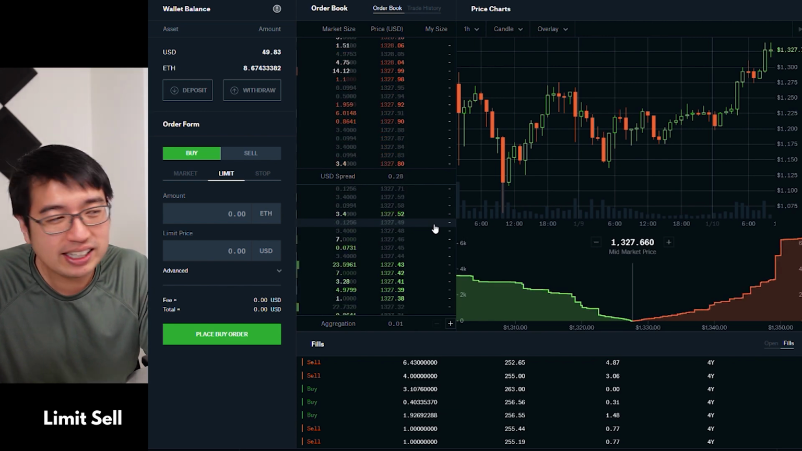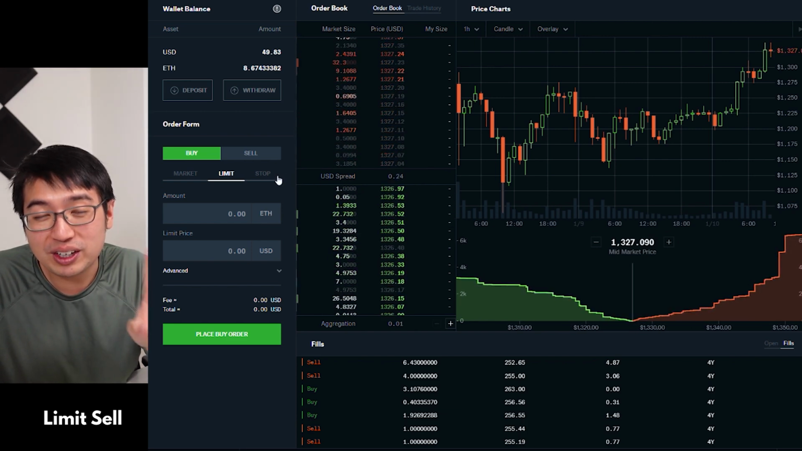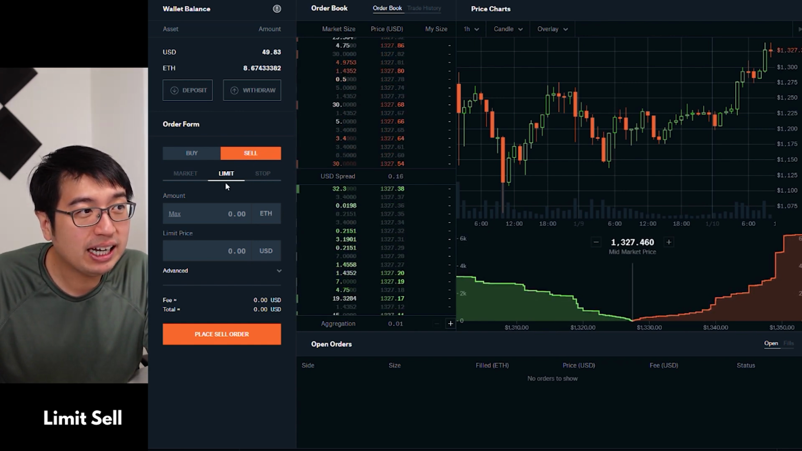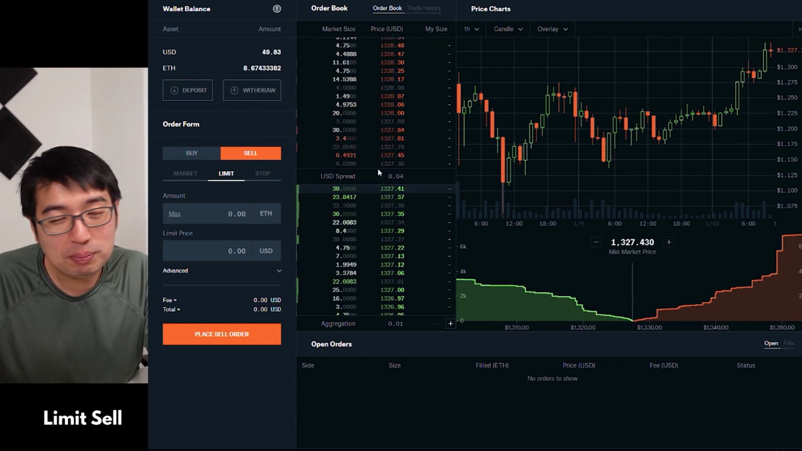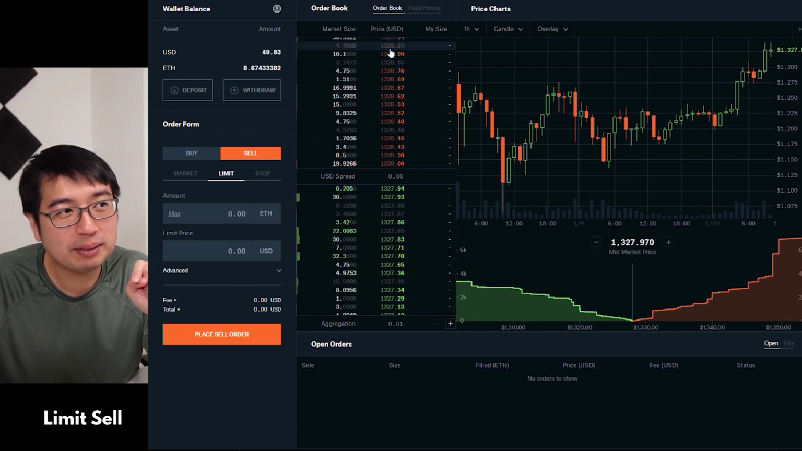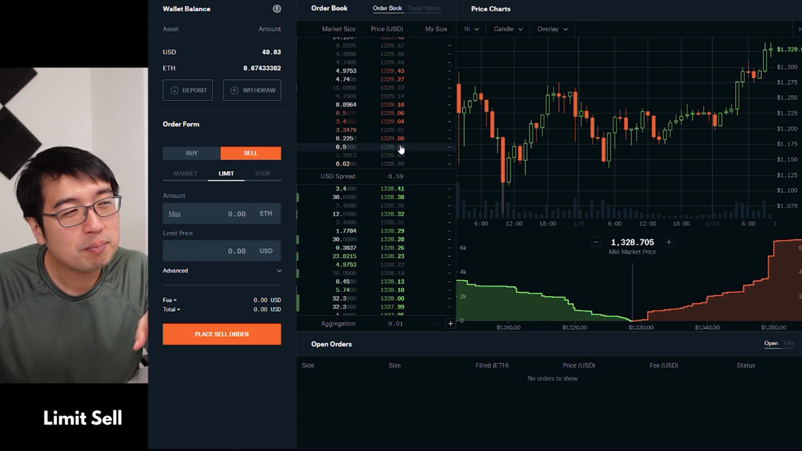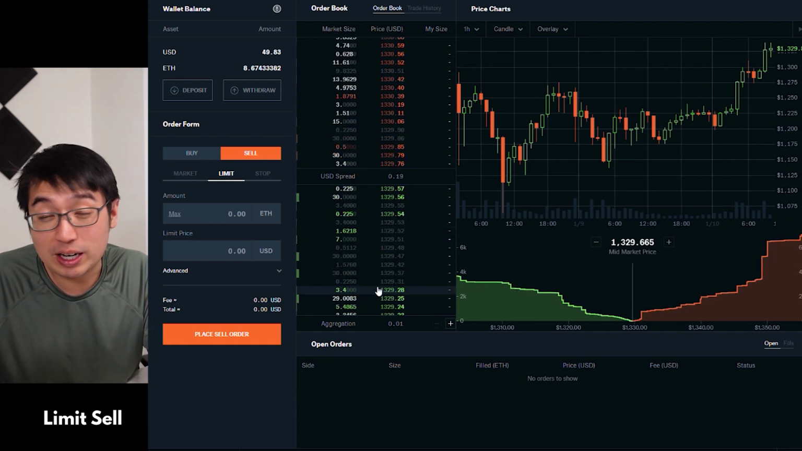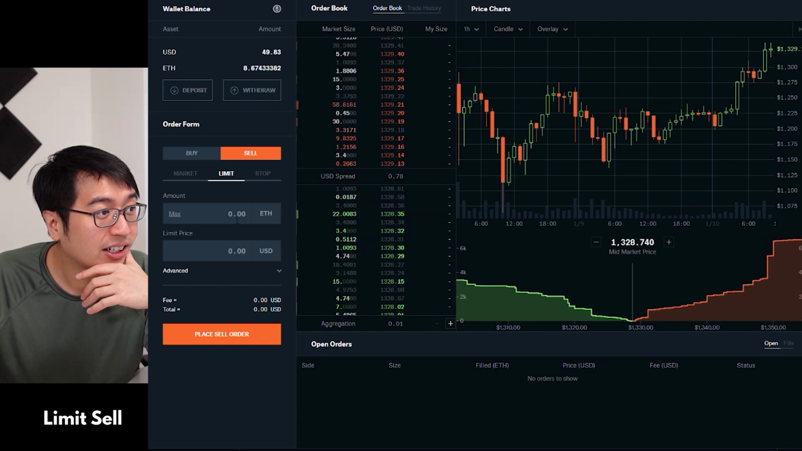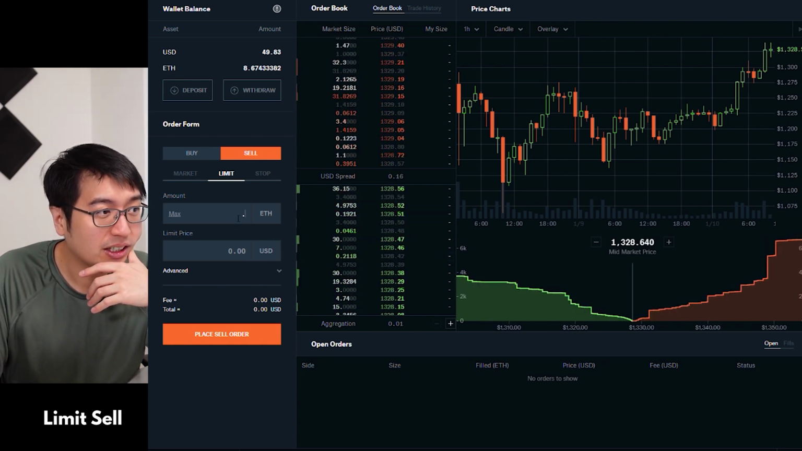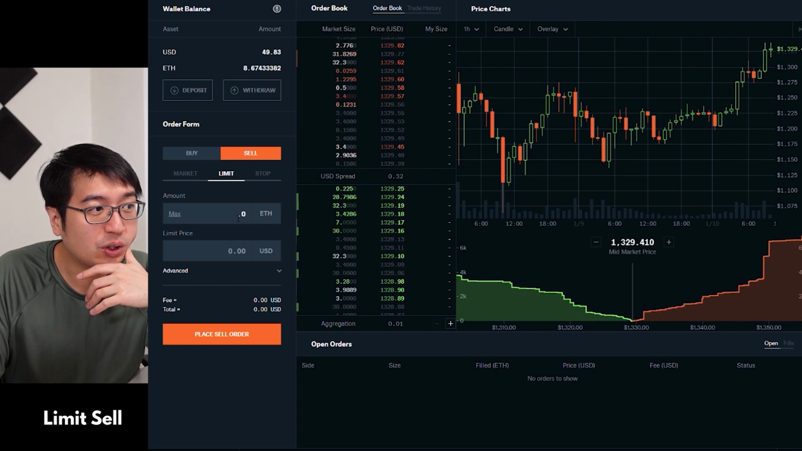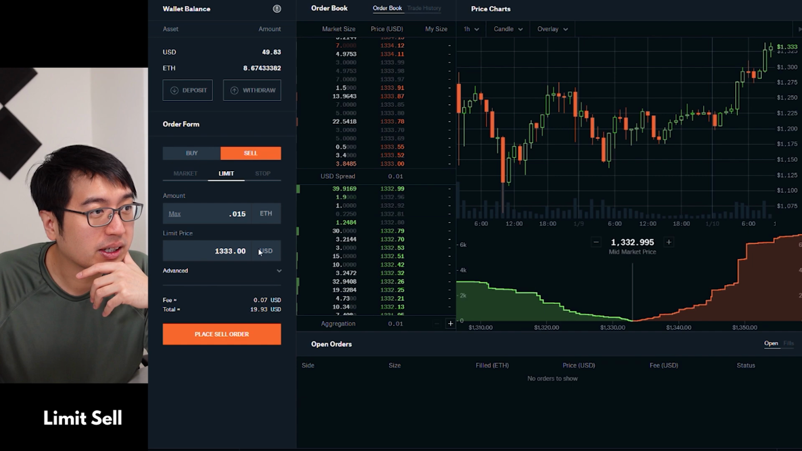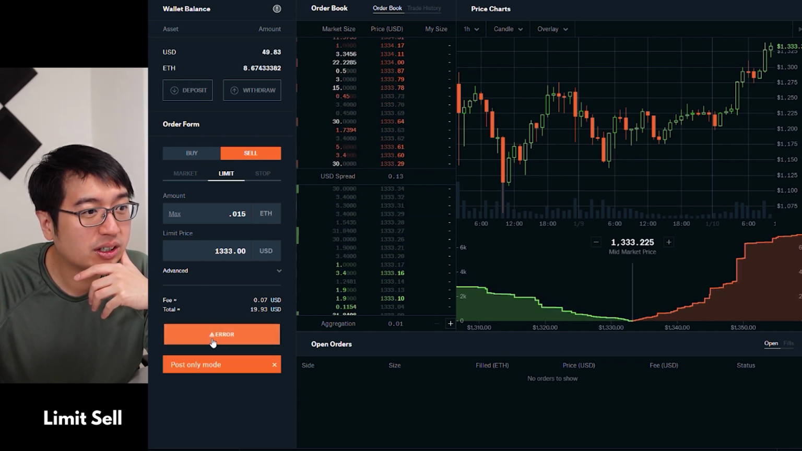Now we're gonna do a limit sell, and hang on, we're gonna get to those stop orders. So right now we select sell, we select limit. We're gonna be selecting a value on the upper side of the order book. So basically these are all prices people want to sell at. These are all at the bottom here, prices people want to buy at. So once again, I'm going to sell 0.015 ETH. I'm going to place something here in the order book, place sell order.